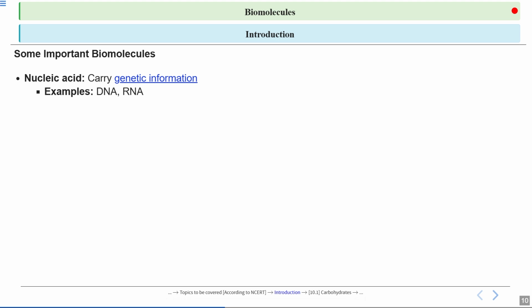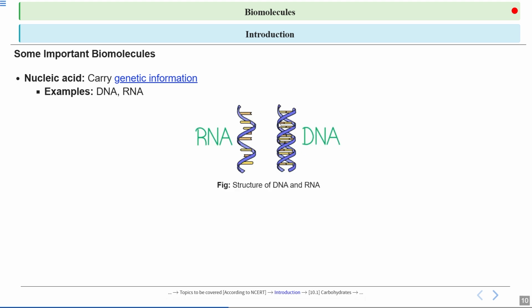DNA stands for deoxyribonucleic acid and RNA stands for ribonucleic acid. We will understand each one of them in detail in upcoming lectures. If you look, this is the structure of RNA and this is the structure of DNA. RNA is single stranded and DNA is double stranded.